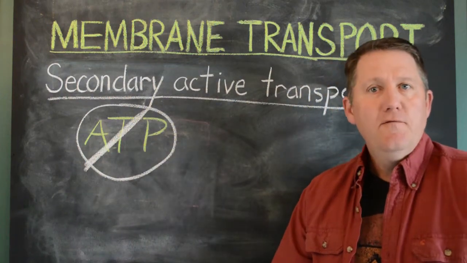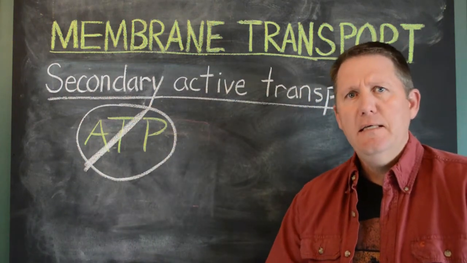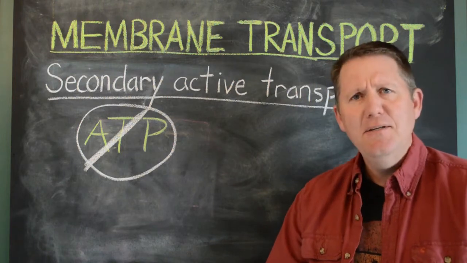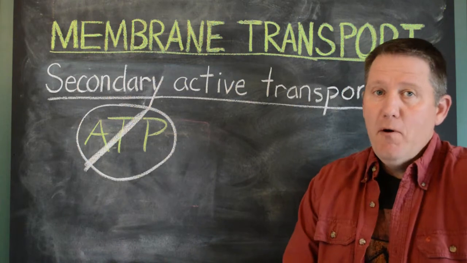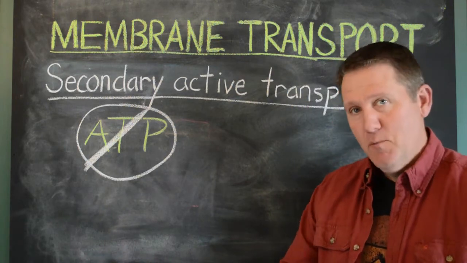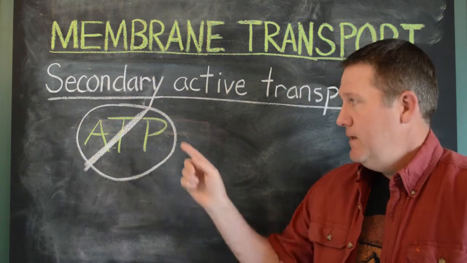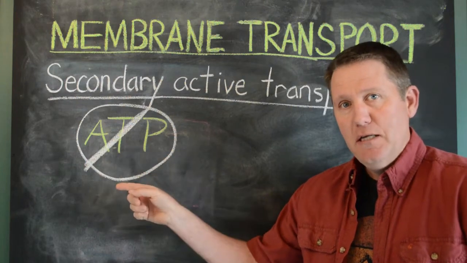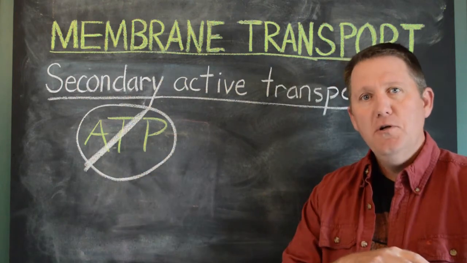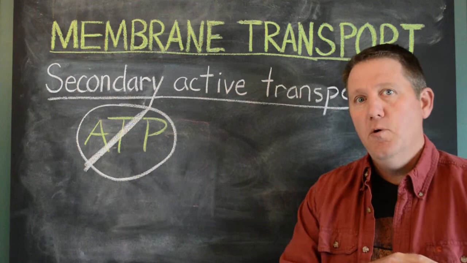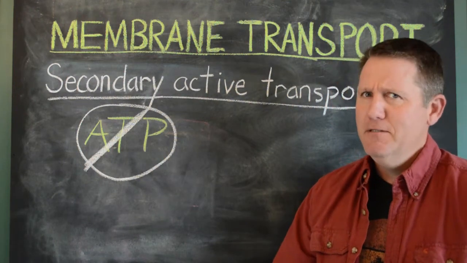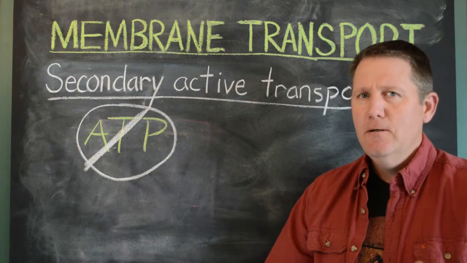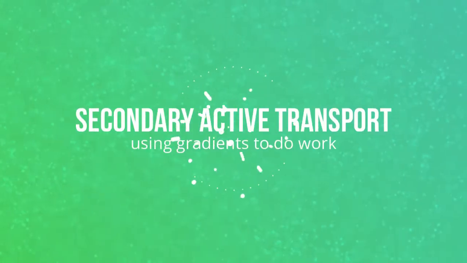Well, secondary active transport is a challenging concept to get. It's not made any easier by the lame name, secondary active transport. Obviously, primary active transport uses ATP to make a concentration gradient. This one does not use ATP. It uses that concentration gradient from the primary active transport to move something else against its concentration gradient. See, not an easy concept. Well, let's explore it a little bit further here.